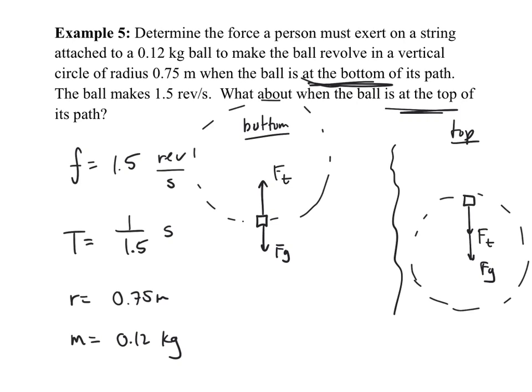So in the first circumstance, we've definitely got FT acting to the center, FG away from the center, so minus, and that equals mv squared over r. And then in the second scenario, we've got them both acting toward the center, so it's going to be a positive in this case.